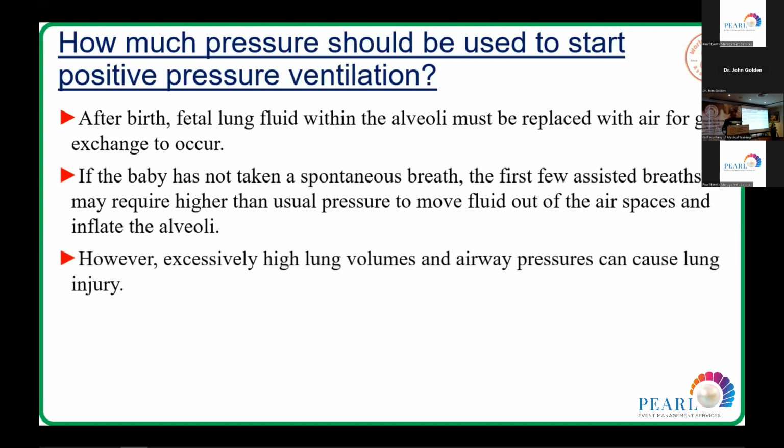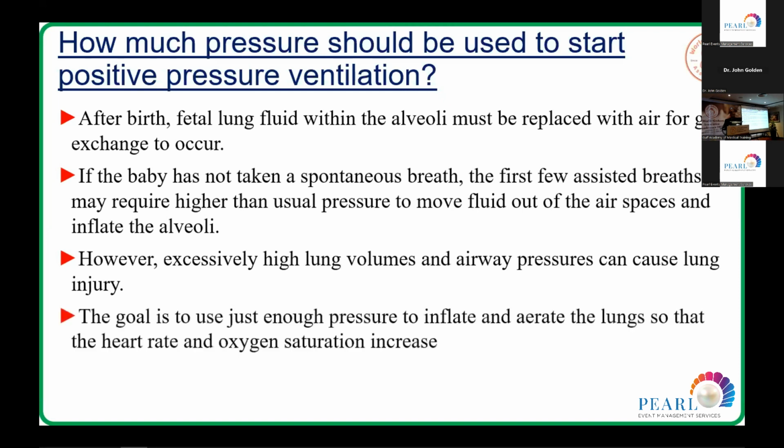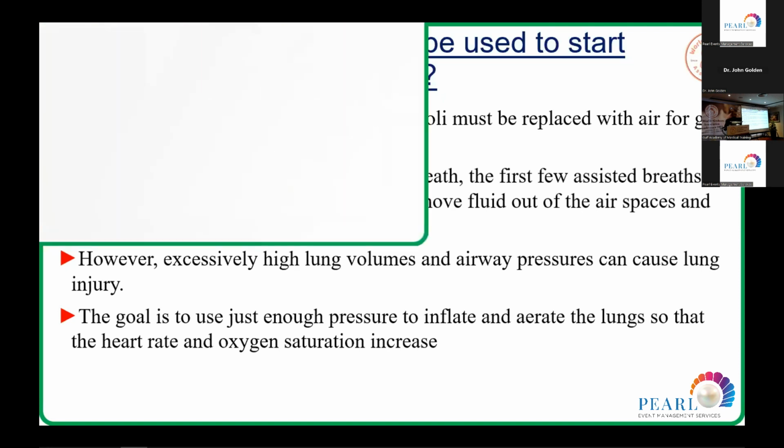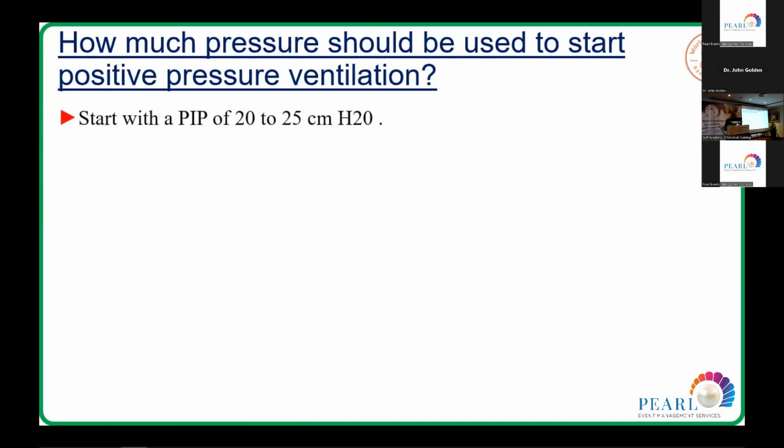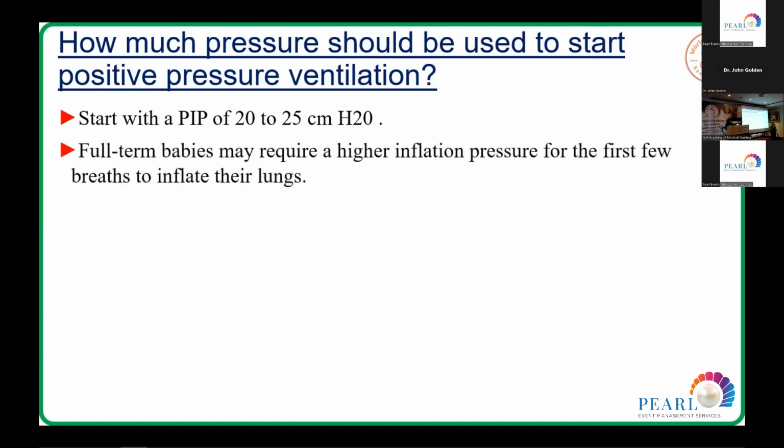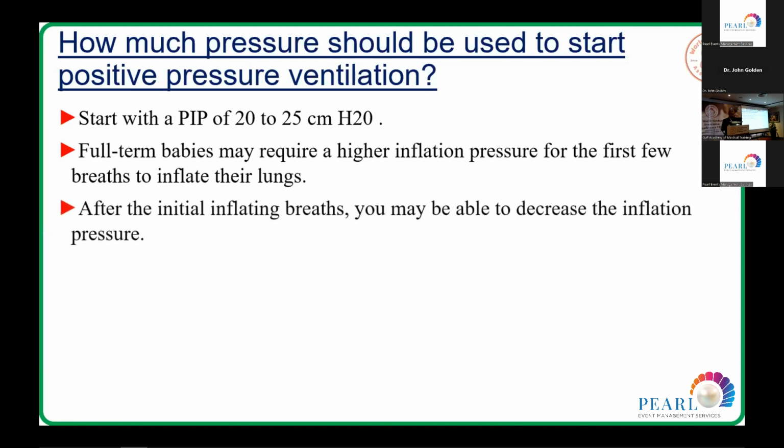However, excessively high lung volume and airway pressure can cause lung injury. The goal is to use just enough pressure to inflate and aerate the lung so that the heart rate and oxygen saturation increase. Start with PIP of 20 to 25 cm H2O. Term babies may require higher inflation pressure for the first few breaths to inflate their lungs. After the initial inflating breath, you may be able to decrease the inflation pressure.